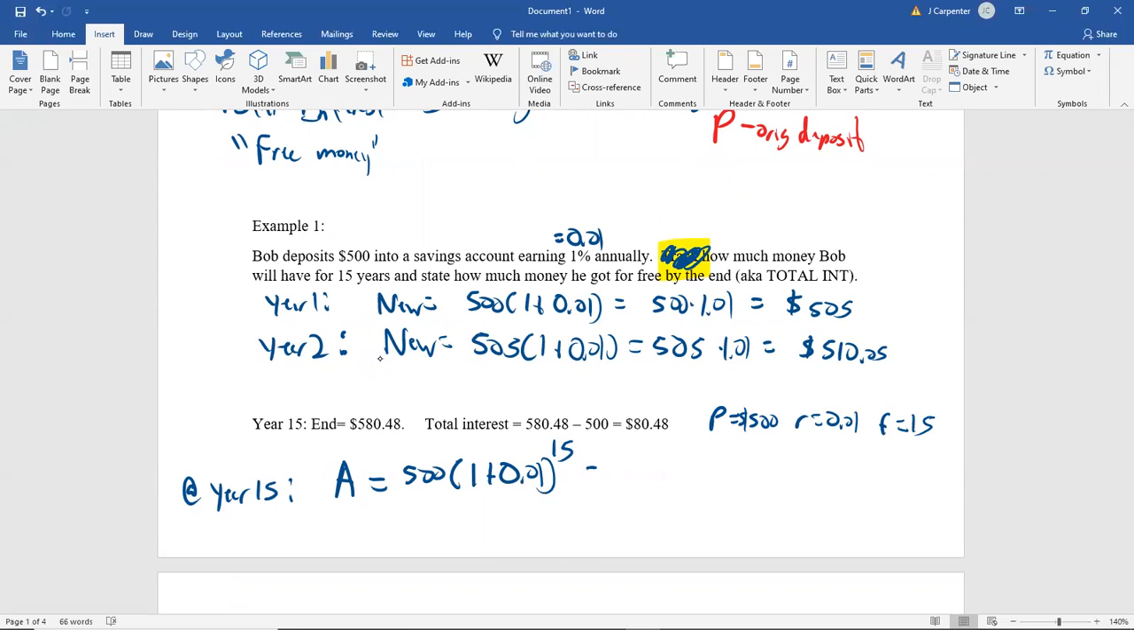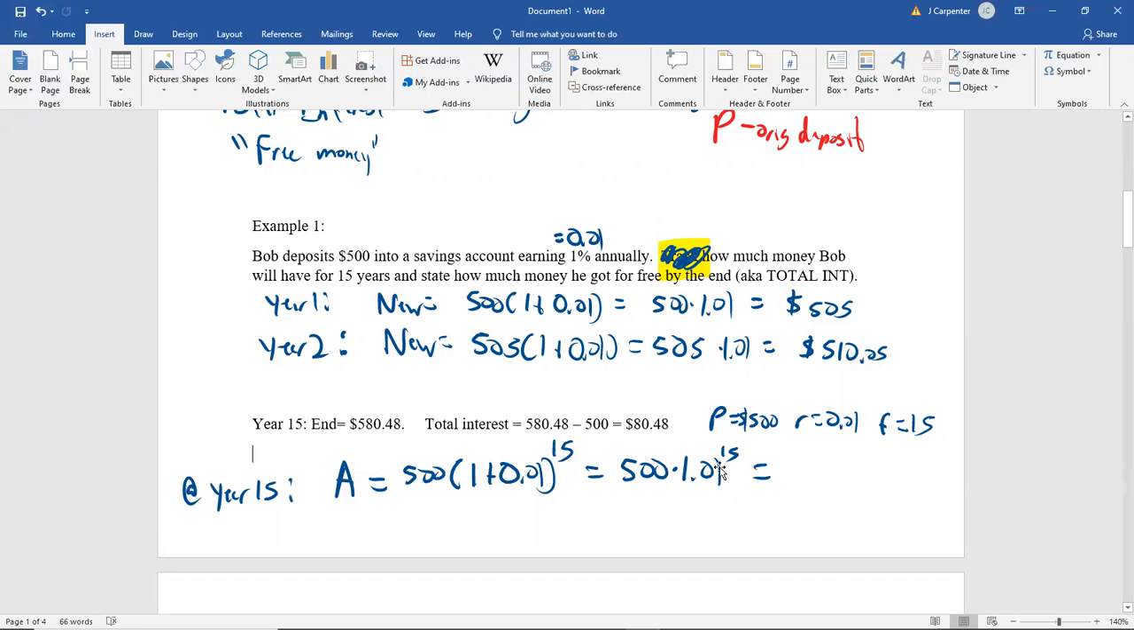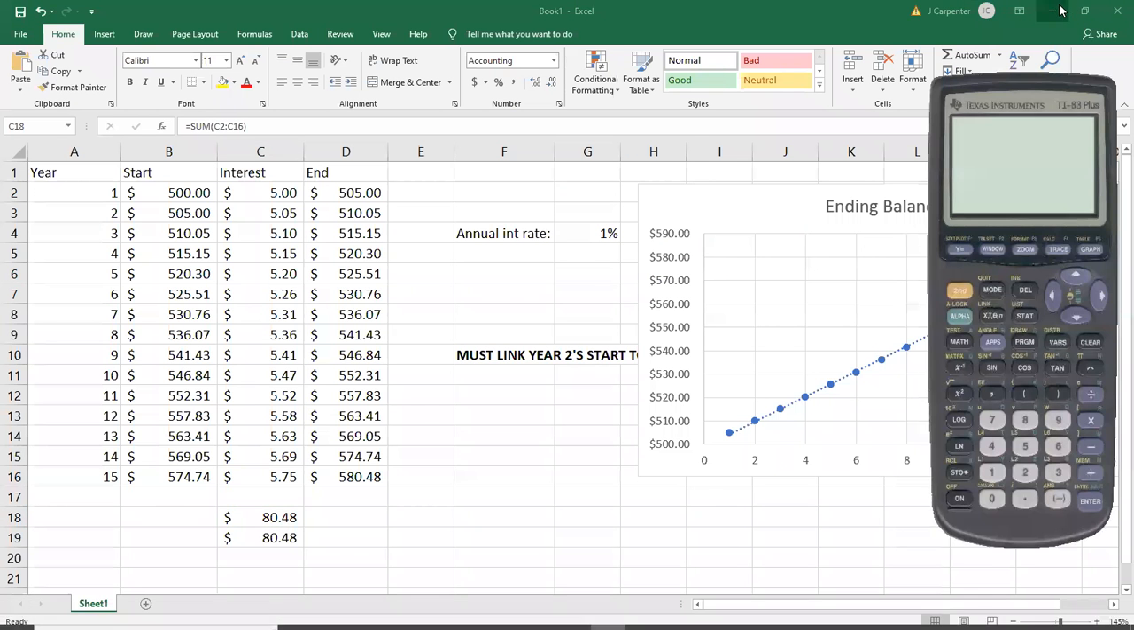If you want to simplify this, you can. That's 500 times 1.01 raised to the 15. Do not multiply these numbers together. Exponents come first. Now, I could type this in my Excel spreadsheet. I can absolutely use Excel to do that, or I can use a traditional calculator.